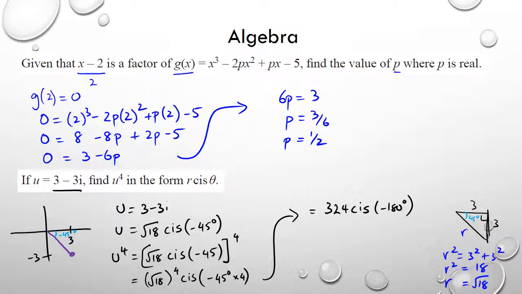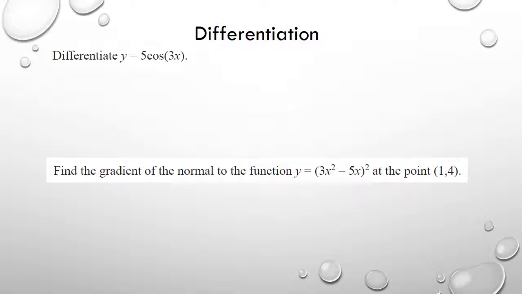Cool. Off we go to differentiation, folks. Okay, so the first question in this case is asking us to differentiate y equals 5 cos 3x. So then we can write y dash is equal to 5. Cos 3x gets differentiated as negative sine 3x and multiplied by the differentiation of whatever's inside the bracket, which in this case is 3, which means we can leave our answer as negative 15 sine 3x. Okay, that's your first question.